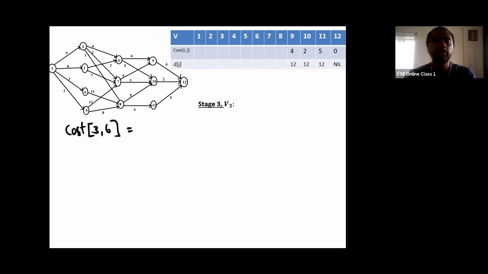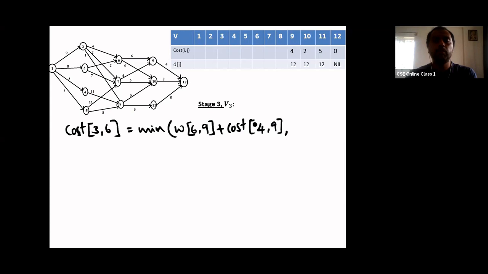Here, as vertex 6 has 2 outgoing edges, we need to choose the best one. To choose the best one, we will apply a minimum of the cost of connecting, that is the weight of 6 to 9, plus the shortest path from 9 to sink, which we can call cost of 4 comma 9, that is, fourth stage vertex 9 to sink.